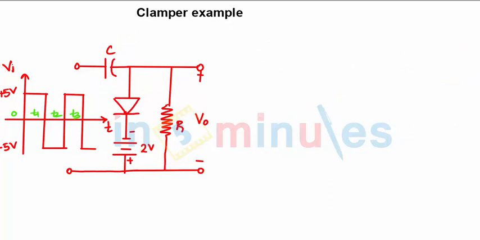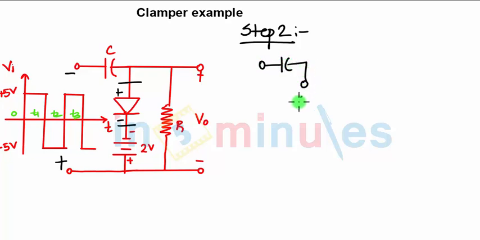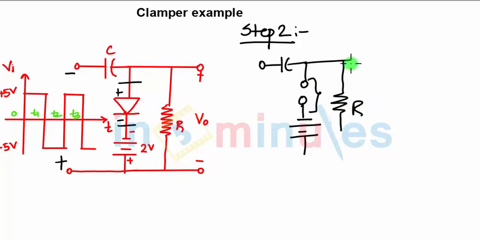Now moving to the negative half cycle, that is our step 2. In the next half cycle, what will be the change in the circuit? You are applying negative at this point and positive at this point. So with respect to the polarity of the input signal, the diode is reverse biased. That means it will be open circuited. So the circuit will look like you have the capacitor, then the diode open circuited, then the voltage supply. It won't be removed from the circuit, but it will become redundant since the diode is open circuited. You have the resistance R and the output plus-minus VO, right?